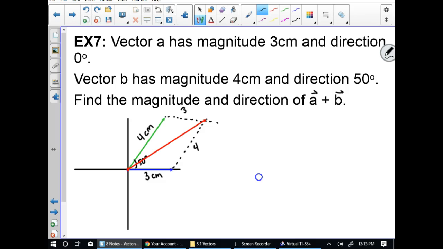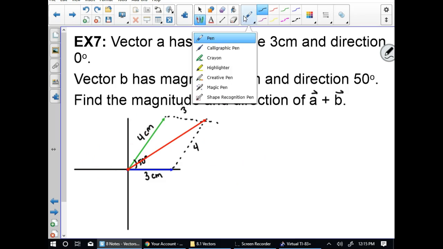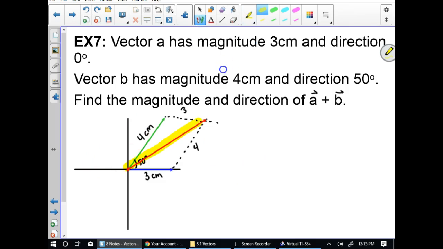The other problem that we have here is I don't have any angles. What I need to do is look at maybe this triangle, or I could look at the top triangle. But I need to look at one of those triangles. I know this side is 3, I know this side is 4, but I don't have any of the angles.